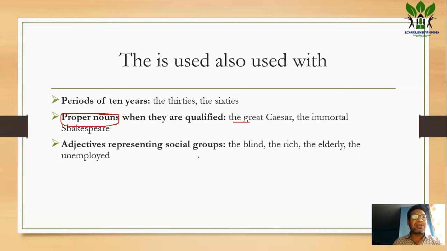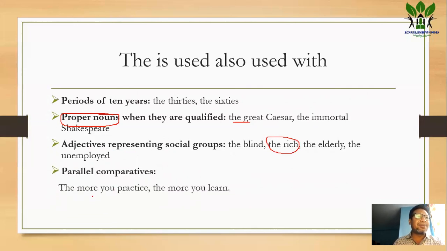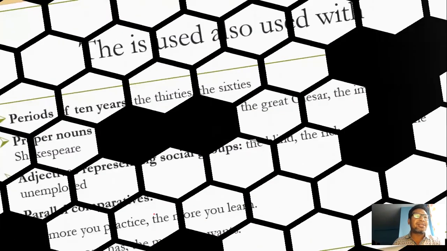Adjectives representing social groups: the blind, the rich, the elderly, the unemployed. The rich are spending a bad life, something like that. Parallel comparatives: the more you practice, the more you learn. So these are uses of articles you have already been using in your daily life too. The more one has, the more one wants.